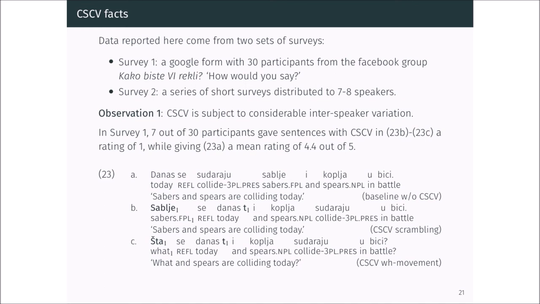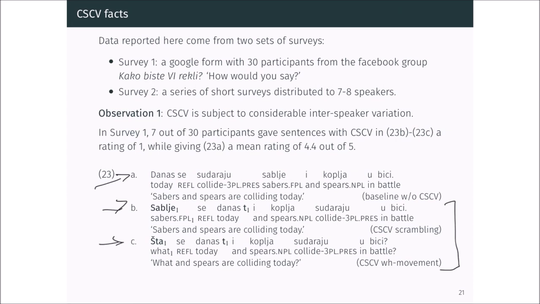The first observation of CSCV is that CSCV is subject to considerable inter-speaker variation. In survey 1, 7 out of 30 participants gave sentences with CSCV in B and C a rating of 1, while giving the first sentence, which is without CSCV, a base sentence, a mean rating of 4.4 out of 5. I take this to mean that some speakers just don't accept CSCV, even though they're speakers of BCS.